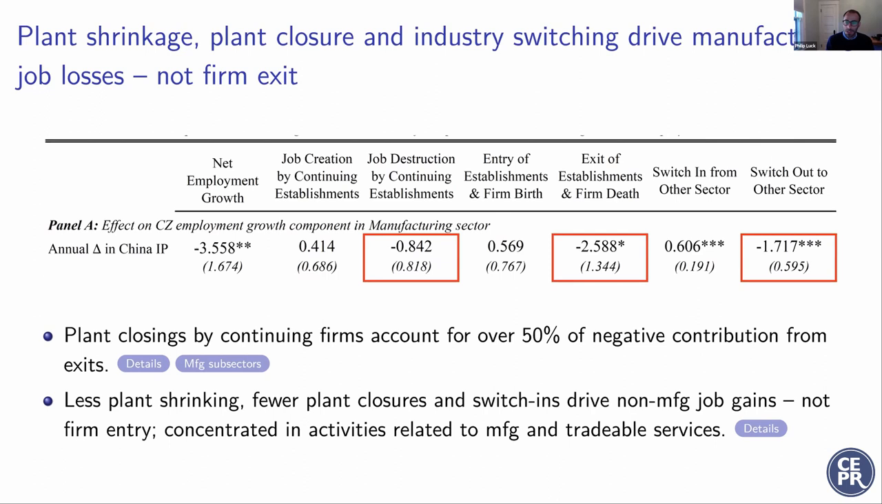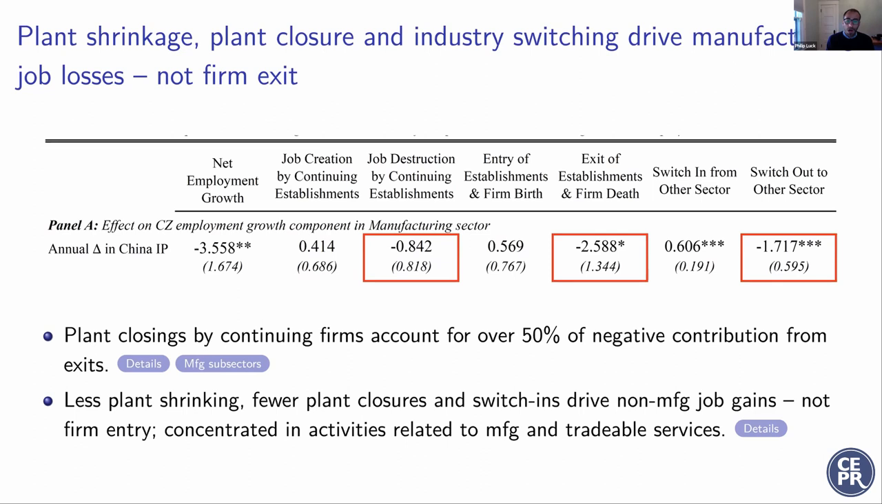Exit of establishments and firm death is a relatively large driver. One thing I want to point out here, though, is that this includes both exit of establishments and firm death. This is predominantly driven by exit of establishments at continuing firms. More than 60% of this is from establishment exit at continuing firms. This is not strong evidence of firm death, it's rather establishment death in continuing firms for the most part.